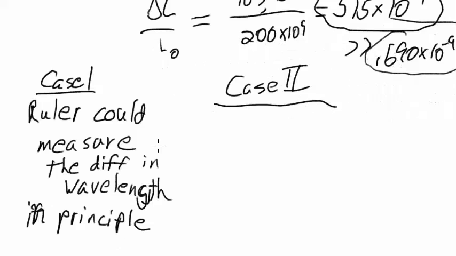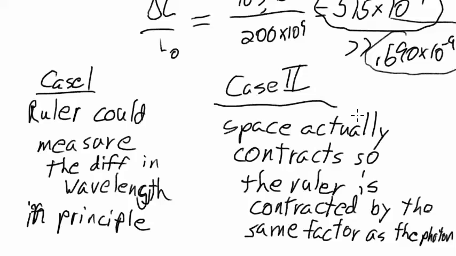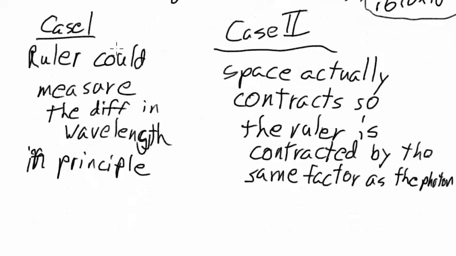I'm going to divide this into cases. Case 1 is the case that I actually think is true, that the ruler could measure the difference in wavelength in principle, but it's just a very, very small thing. And there are other phenomena that affect the length of the ruler even far more than the wavelength of the light is affected. Or case 2. Case 2 is that space actually contracts, so the ruler is contracted by the same factor as the photon. There's a big difference in this, because in this case, differences in speed of light would be undetectable.